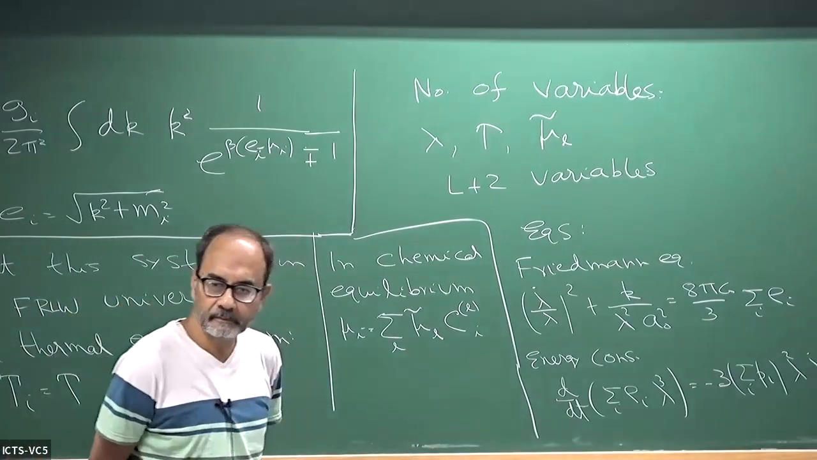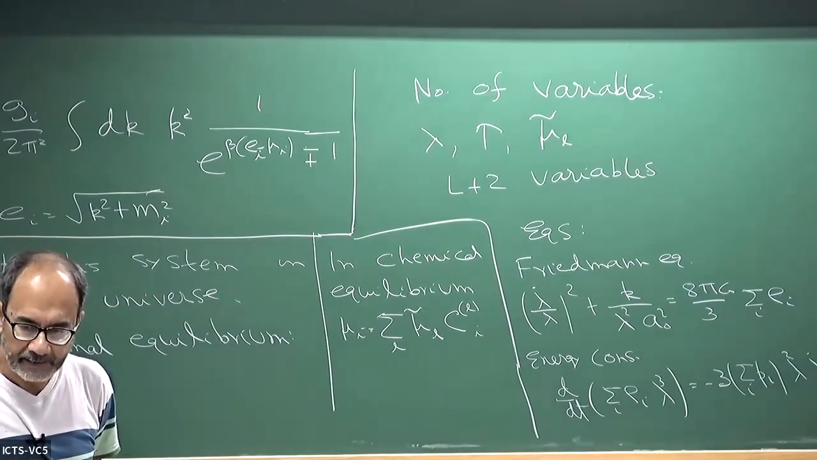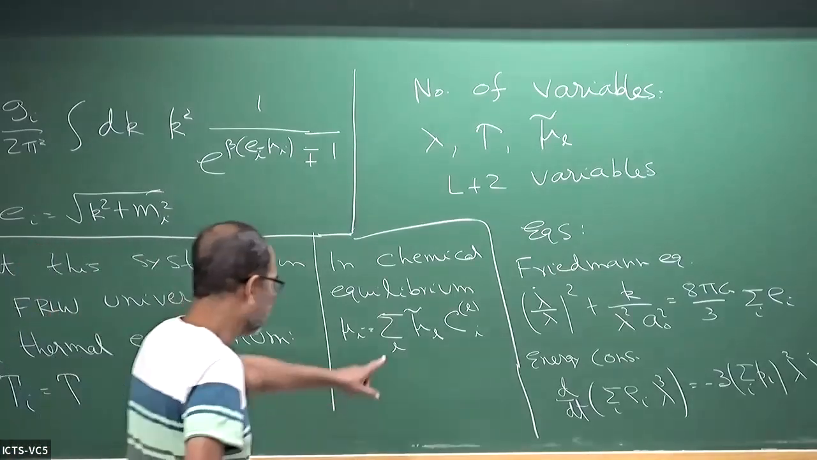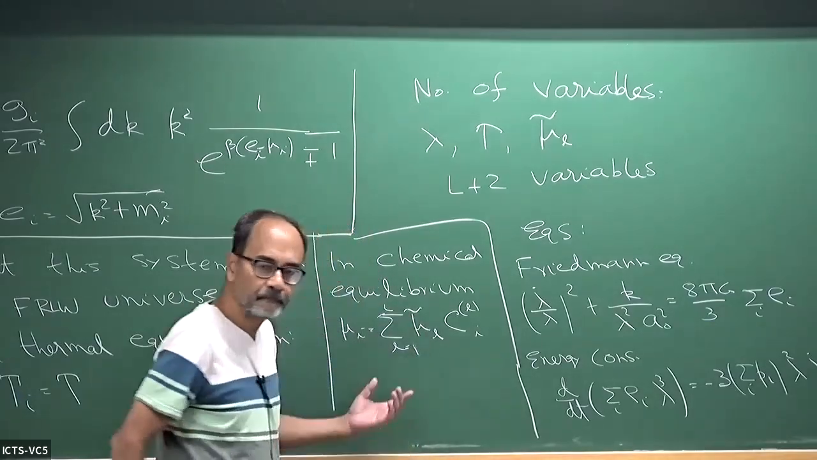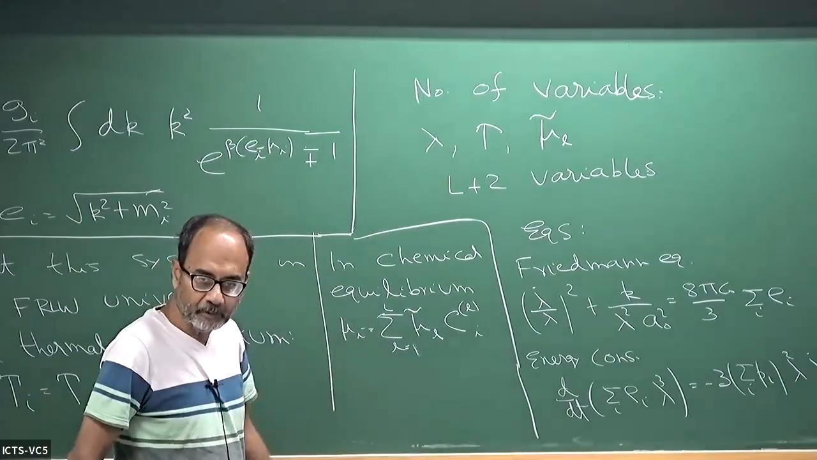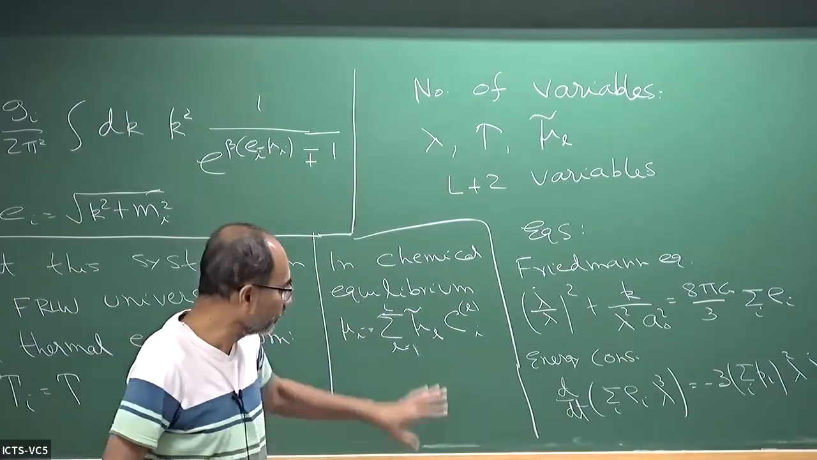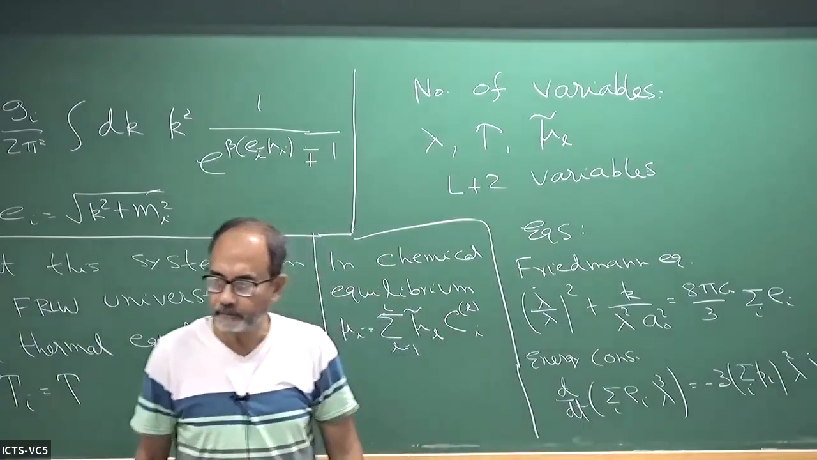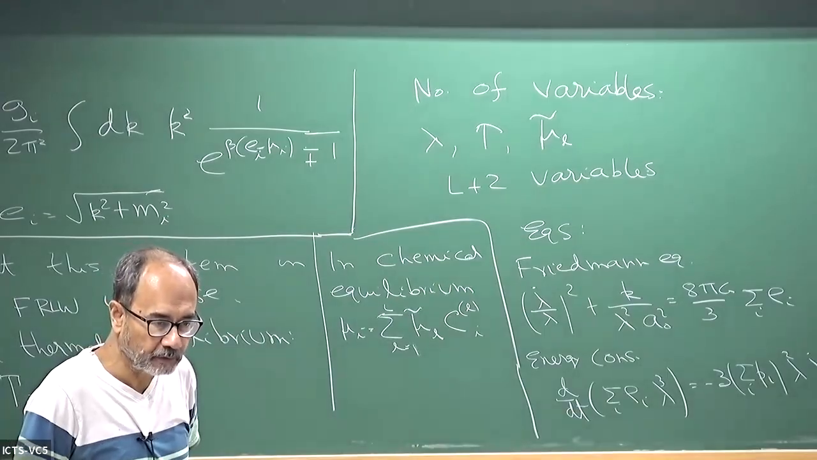You said we need two variables for each particle, mu and T. Mu and T, yes. In thermal equilibrium, all the T's are the same, and the mu's are related by this. Exactly, so that's why we need L plus 2 variables: the L mu tilde's, then T and lambda. These equations can be converted into equations involving lambda, T and mu tilde L, in your notation K plus 1 equations.